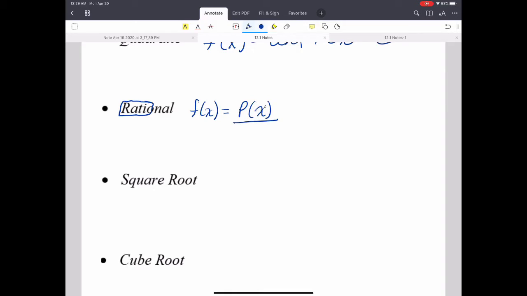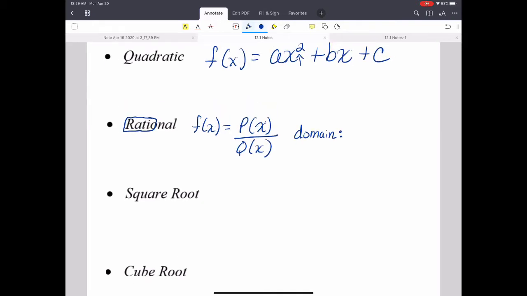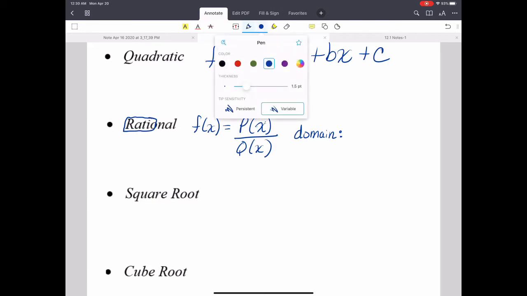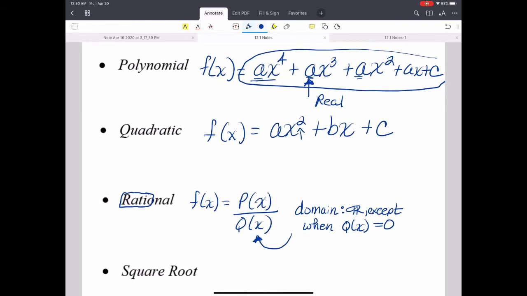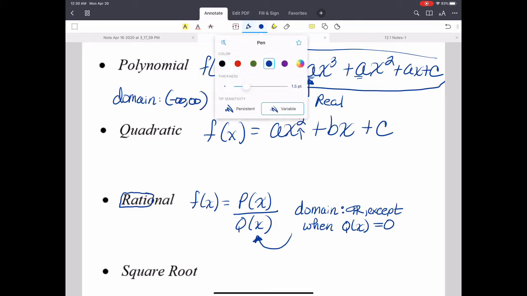But the function of x is going to be the p of x over the q of x. When we look at the domain of this one, we have to be careful that q of x, the domain can be all reals, except when q of x equals 0, because we don't want the denominator, of course, of that to equal 0. I forgot to mention what the domain was of polynomial functions, but the domain of the polynomial functions is all real numbers. And same thing for quadratics.